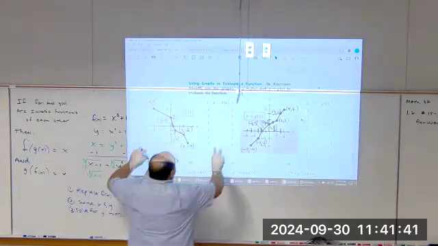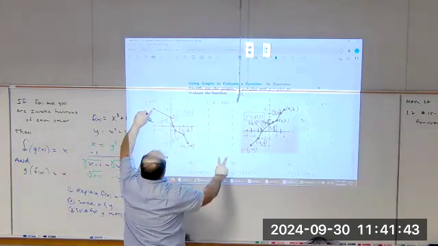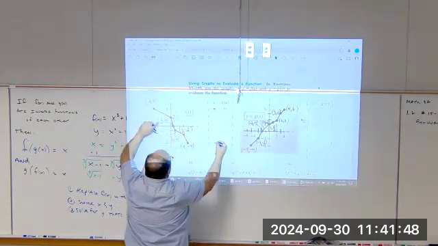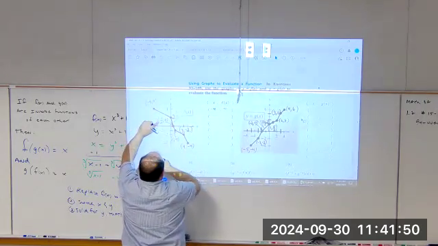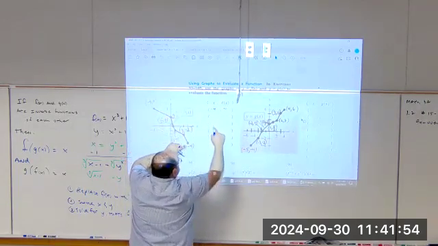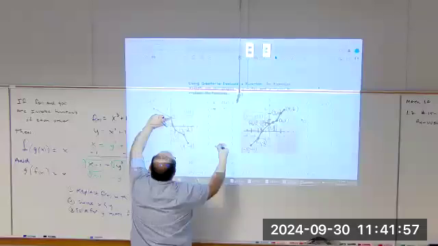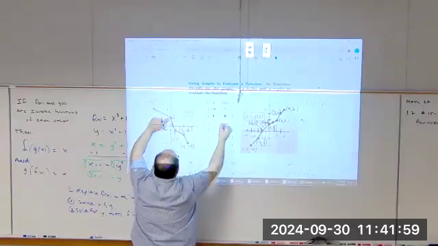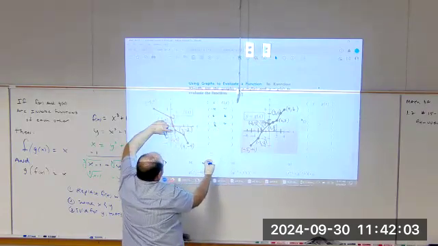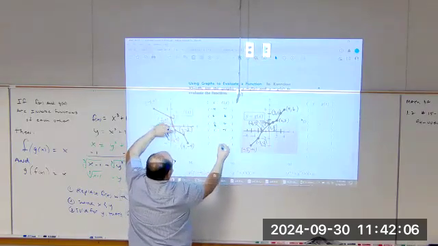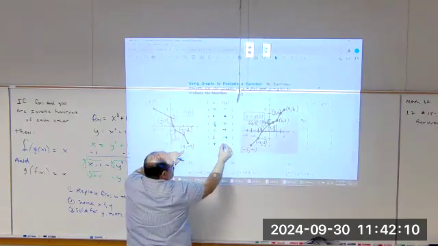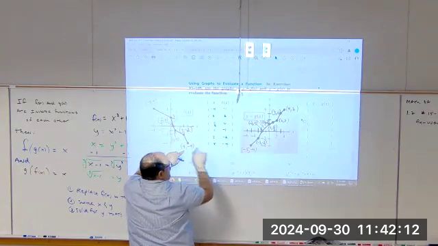So here are my ordered pairs for f of x. I have -4, +4. I have 0, 2. I have 1/2, 0. I have 1, -1. I have 3, -2. I have 4, -4. This is on f of x.